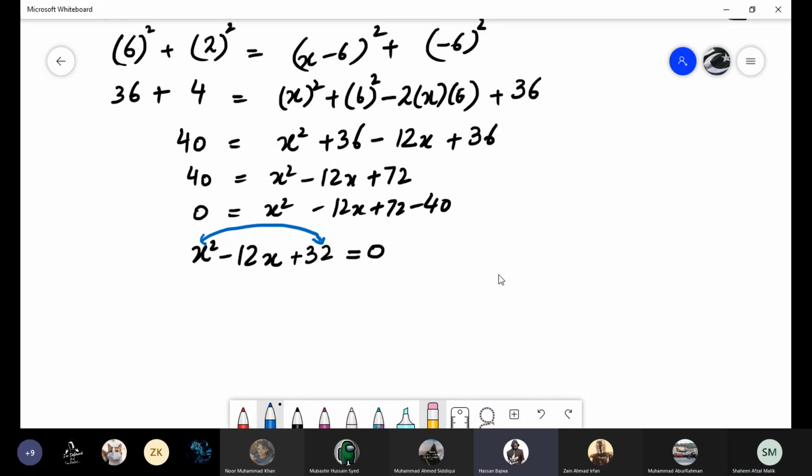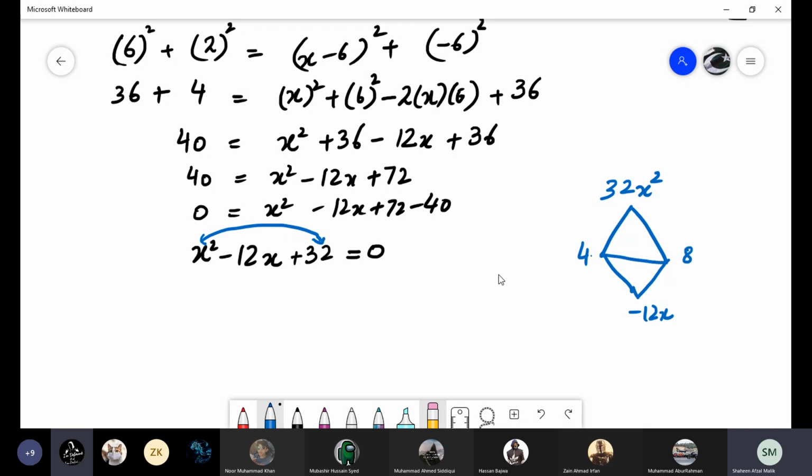Factors are very easy. Look at here. 32x square, and you need to make the factors for 32. If you use the diamond method, you need the middle value minus 12x. So 32 is coming, 8 fours are 32 or 4 eights are 32. So you need 4 and 8. You don't know this method? Ma'am, we know the plus sign one. Ma'am, I don't know this method. This is very easy.